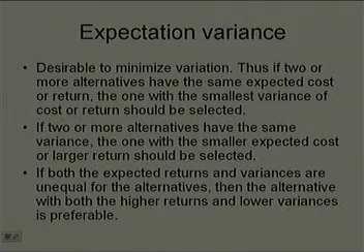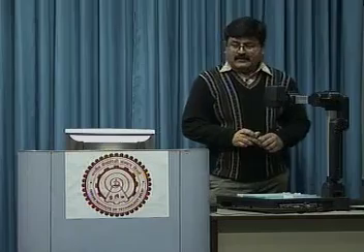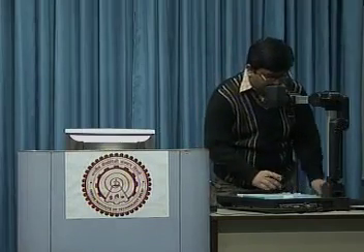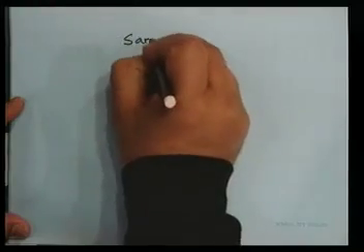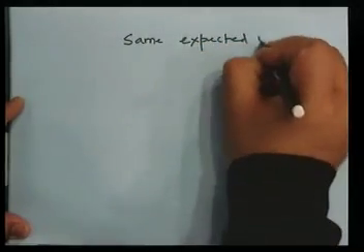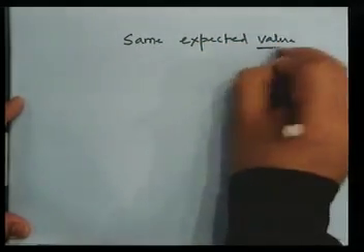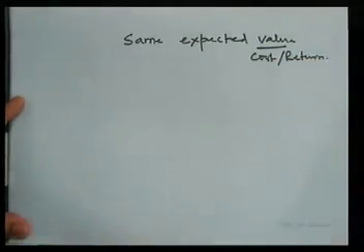If you try to see this particular part with the help of a diagram, it will look something like this. Let's assume that we have got the same expected value for 2 alternatives. Same expected value. Value could be cost or it could be return.